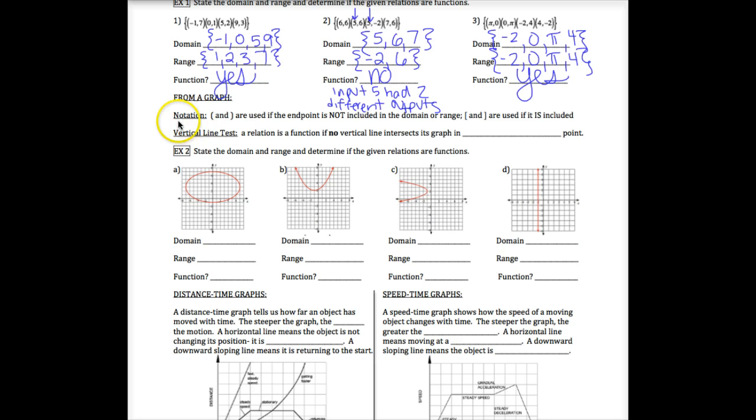And so I put a note here that we use these parentheses if the endpoint or that particular value is not included. So these are like greater than and less than symbols. They don't include the endpoint. We use brackets if that endpoint is supposed to be included. So meaning if we want it to be like a greater than or equal to or less than or equal to. You should be familiar with the vertical line test. That's how we tell if something is a function when we're looking at its picture. No vertical line can intersect the graph in more than one point.